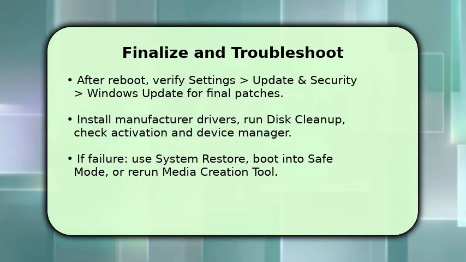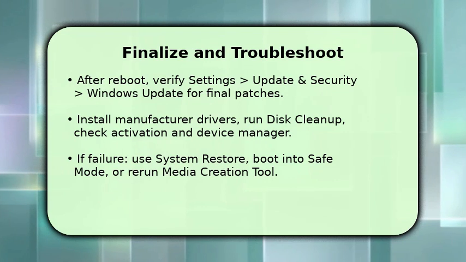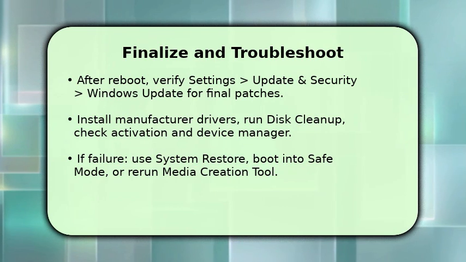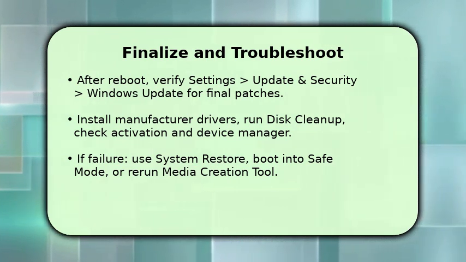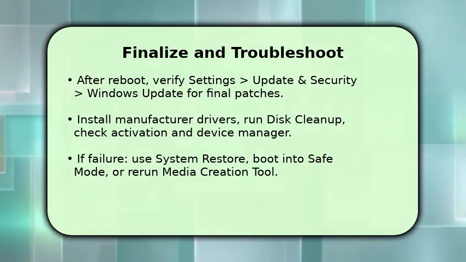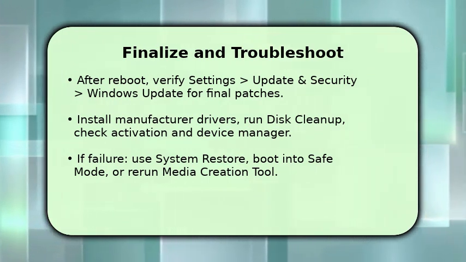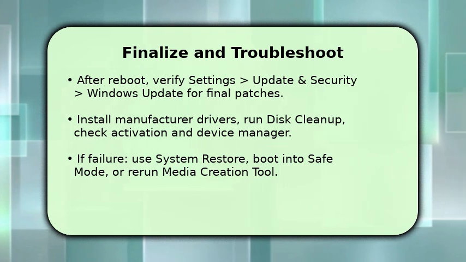After the upgrade completes and Windows boots, open Settings, Update and Security, Windows Update to install any remaining cumulative updates and feature patches. Then update OEM drivers from your vendor, run disk cleanup to remove old Windows files, and confirm activation and device manager status.